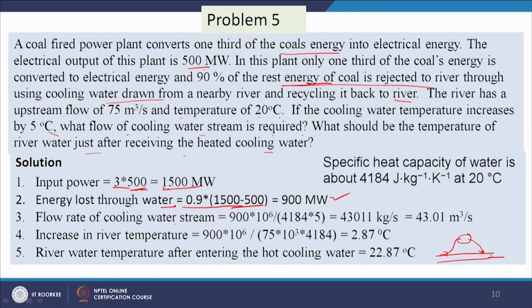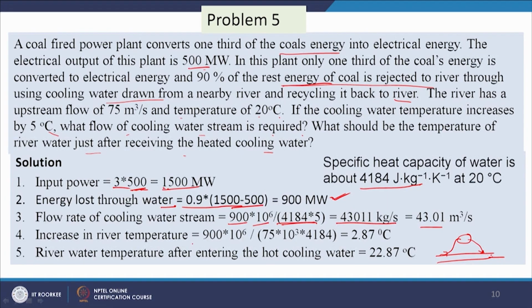Now, the flow rate of the cooling water stream. What will be the flow rate, m s theta, that will give the equivalent heat of this. So, 900 into 10 to the power 6 watt divided by 4181 joule per kg per degree. So, that much kg per second of cooling water is required. That is equal to 43.01 meter cube per second.